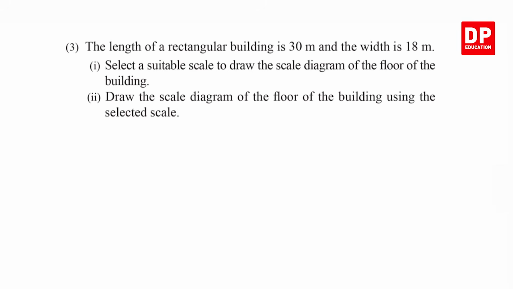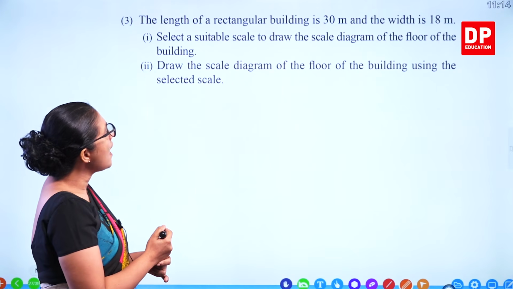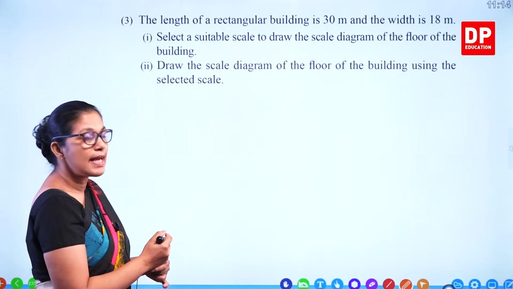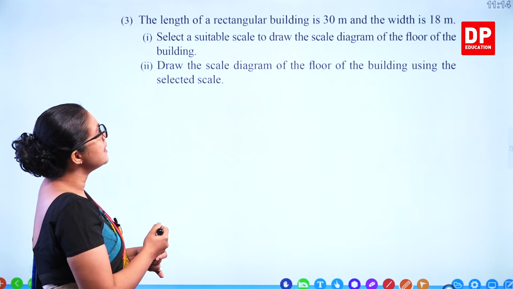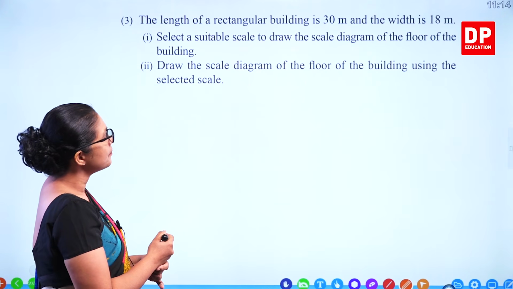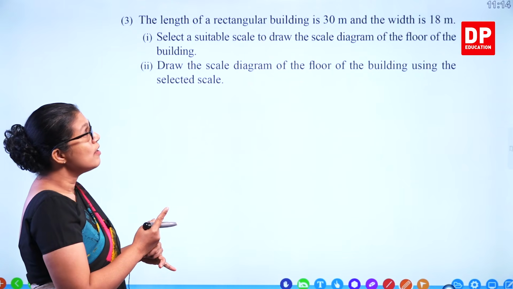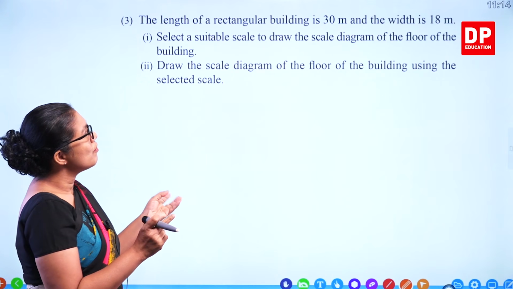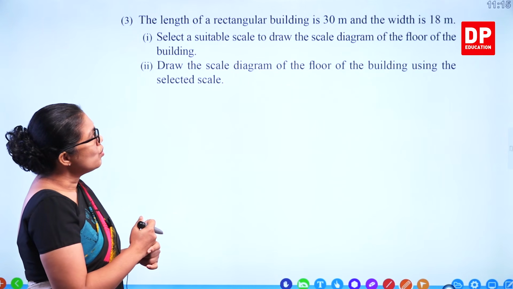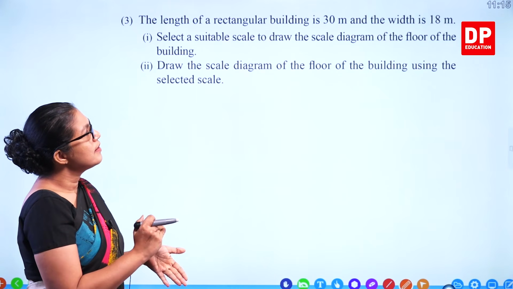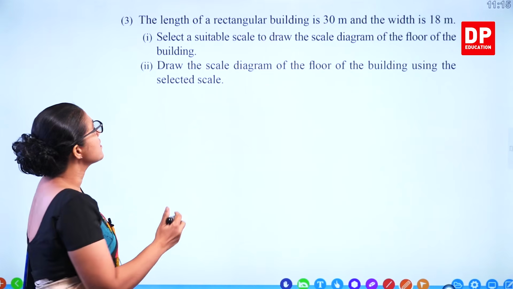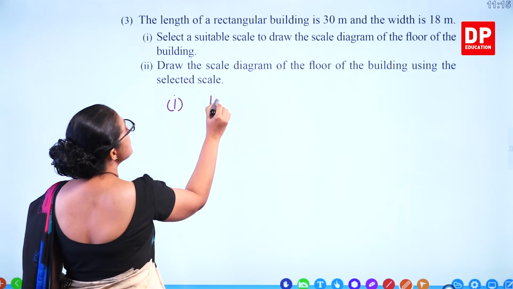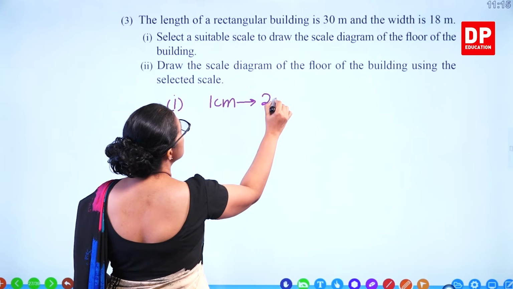The length of a rectangular building is 30 meters and the width is 18 meters. Select a suitable scale to draw the scale diagram of the floor of the building. Draw the scale diagram of the floor of the building using the selected scale. So 30 meters and 18. So what's the suitable scale? If you take 6 meter for 1 centimeter, you have a small diagram, 5 centimeter and 3 centimeters. So when you take 2, 15 and 9. So we'll take 2 meters. 1 centimeter represent 2 meters.